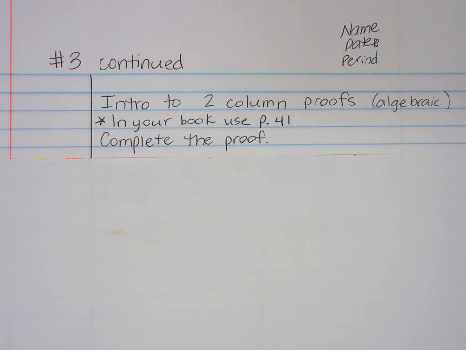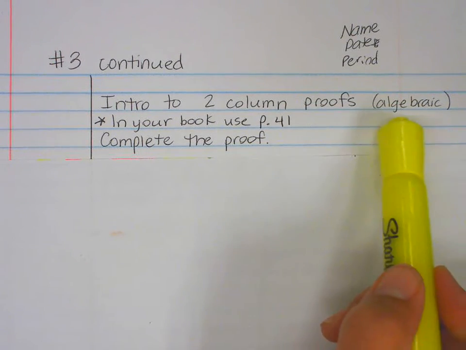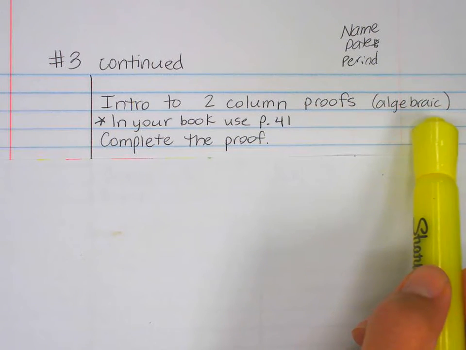So this is an introduction to a 2-column proof. I think 2-column proofs are the easiest way. There's also flow proofs, which flow with arrows, and there's also paragraph proofs, which you write out with words. I think those are kind of difficult. So as far as this introduction, we are just doing 2-column proofs. They're called algebraic. Algebraic means it has to do with algebra. We're going to do solving an equation.